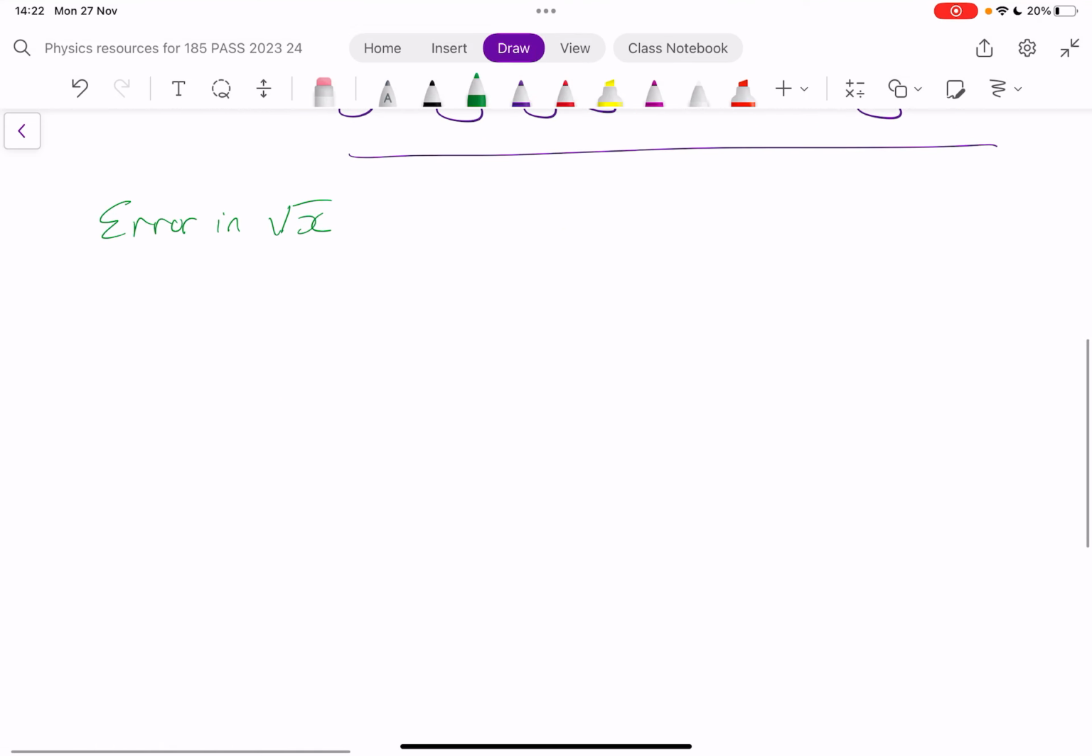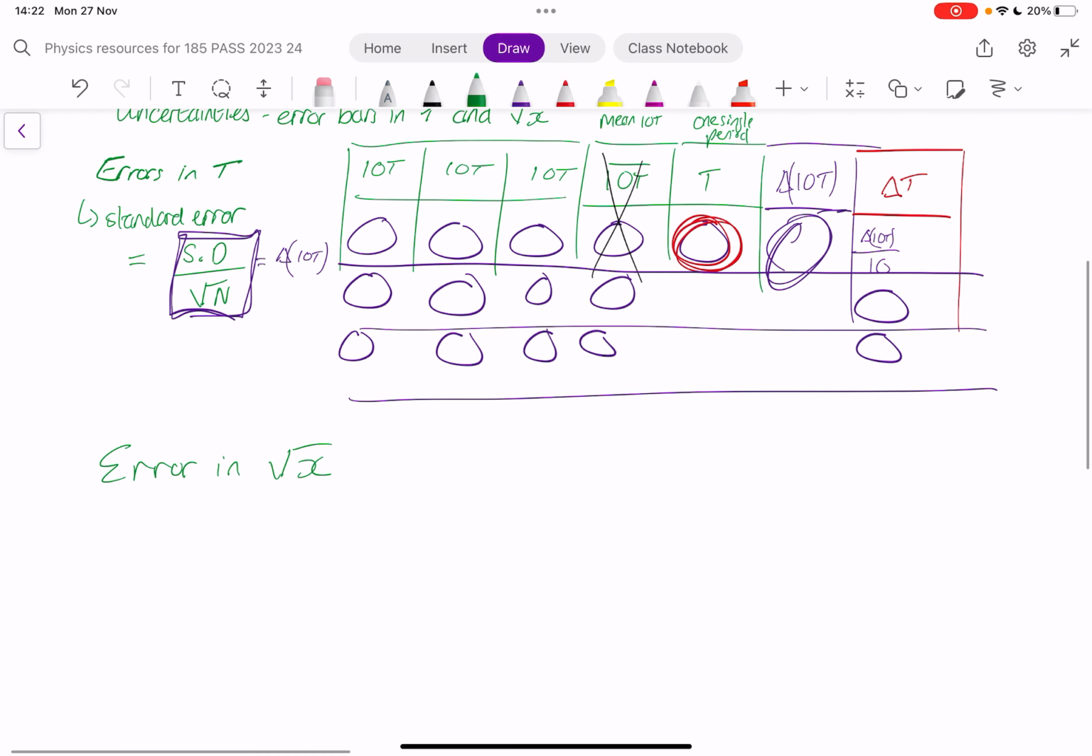So in this video, I want to look at the error in root x. So this is going to be our x-axis error bar. Now this isn't too bad. It's a bit of a strange one to think about. So I want you to remember how we'd normally combine errors together, and then we can figure out what we do with this one.